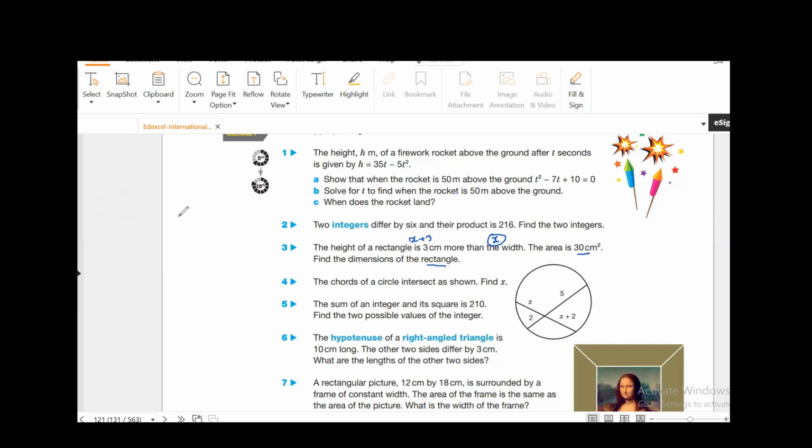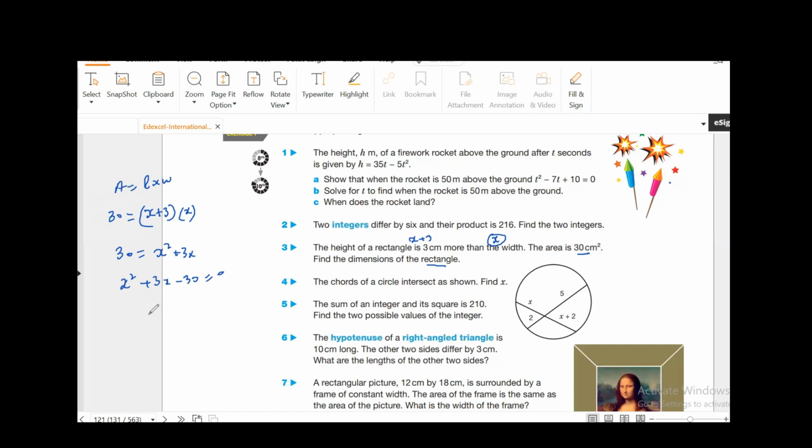So remember how to find the area of a rectangle. Area is equal to length into width, and the area is given, which is 30. The height or length we can say is x plus 3, and width we consider x, so it means x square plus 3x. After rearranging we can say that x square plus 3x minus 30 equals 0.